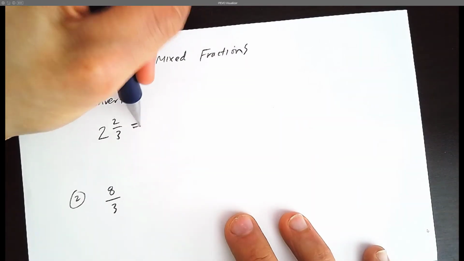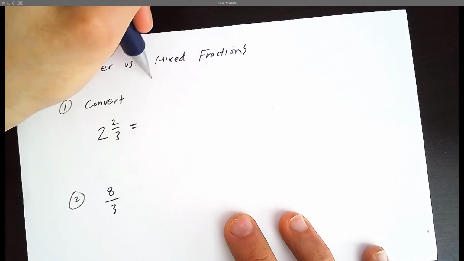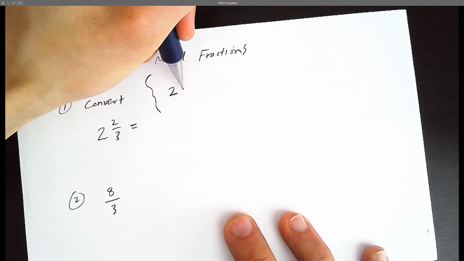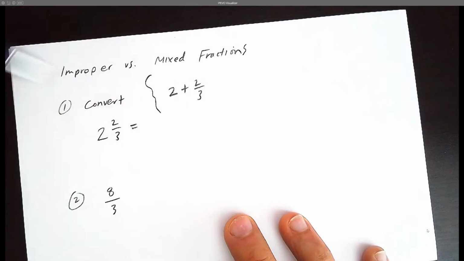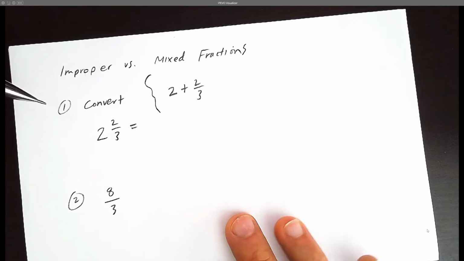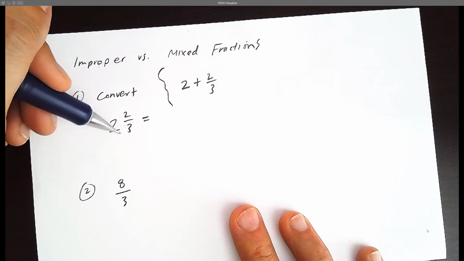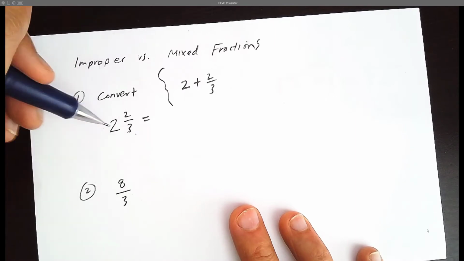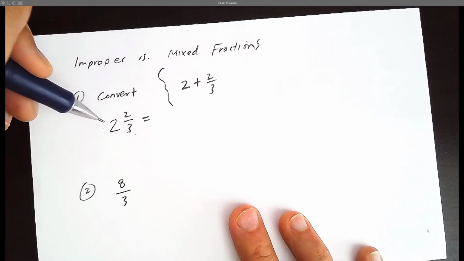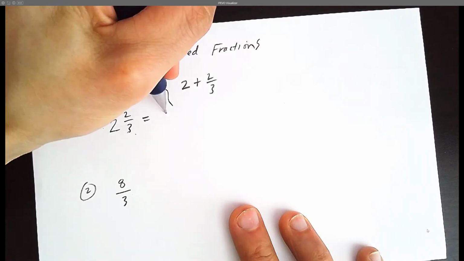Okay, so this here is the same thing as, by the way, I'm just thinking on the side, this is the same thing as 2 plus 2/3. This does not mean 2 times 2/3. Be careful. But there's a quick trick here. The quick way to convert this is to go 3 times 2, the bottom times the left. 3 times 2 is 6. 6 plus 2 is going to be 8.